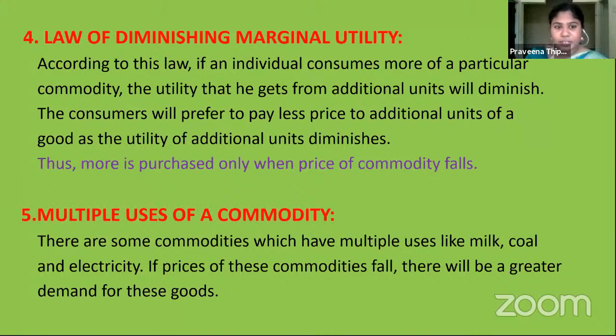from that commodity. Then another reason, children, is multiple use of a commodity. There are certain commodities which can be used for multiple purposes, like milk, coal, and electricity. We'll take the example of milk, children. Milk is used for making curd, paneer, and ghee, and we can use it in making sweets and ice creams. So that particular commodity is used for many purposes. When the price of milk falls, the demand for milk will increase. Due to this reason also, the demand curve slopes downwards.